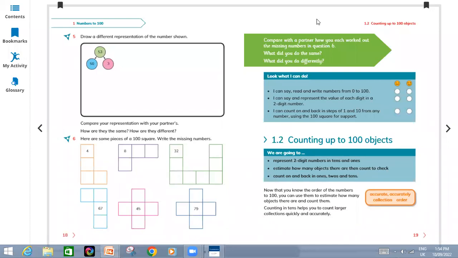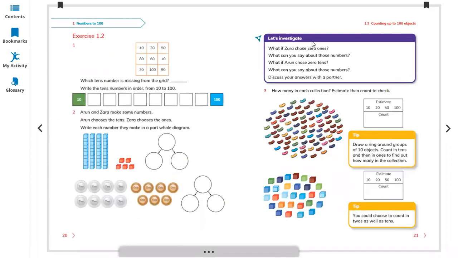So here on page number 19 of your maths learner's book, we have some of the vocabulary words: accurate, accurately, collection, and orders. So moving on to the next page, let's start the exercise.